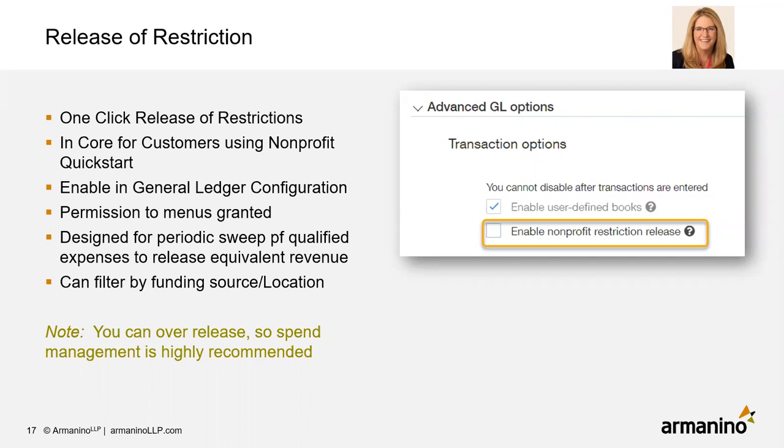In order to enable that, you need to go to GL configuration. Of course, you need to have permissions to do that, and check the box for enable nonprofit restriction release. You will need to add the permissions as we showed on the earlier slide, and when you activate it, it is designed for a periodic sweep of qualified expenses to release equivalent revenue, and you can filter by fund or source location.